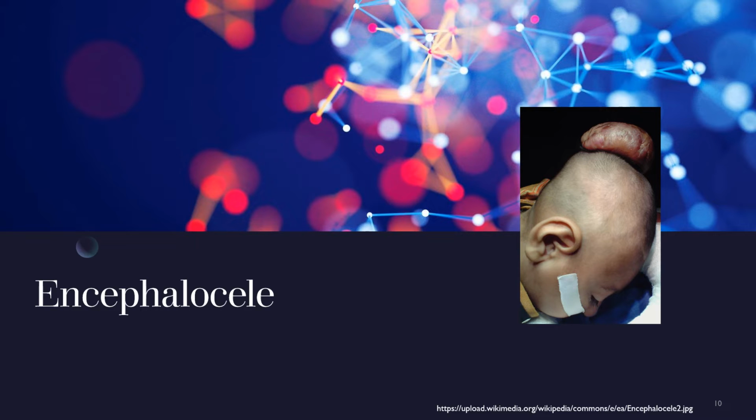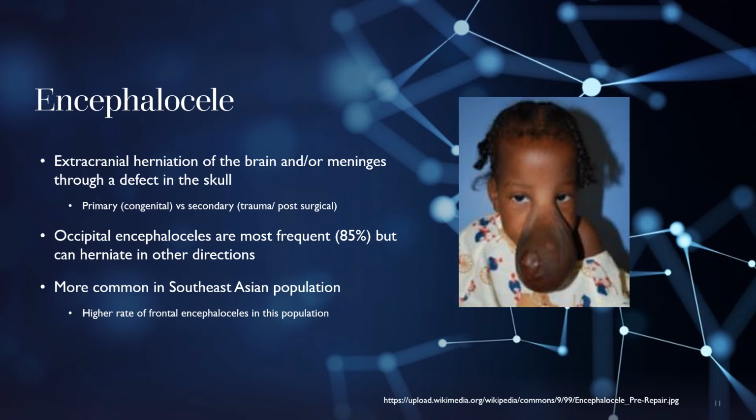Moving on to encephalocele. Encephaloceles are extracranial herniations of brain and/or meninges through a defect in the skull. They could be primary or secondary. Secondary refers to trauma or post-surgical. We'll focus more on primary encephaloceles.